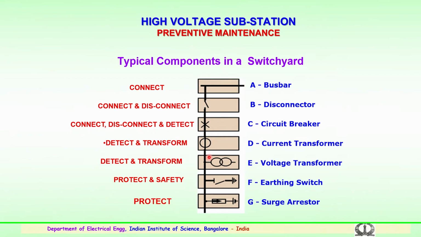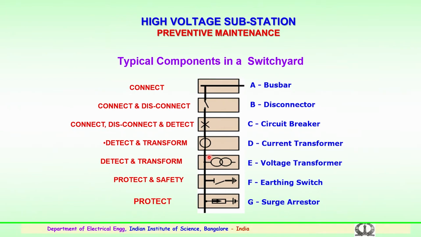Then we have two important information components, one is the current transformer and the other being the voltage or potential transformer. These mainly detect the information and transform it, either as a current or a voltage, to the control unit, or in case of a SCADA the information is fed to the control center.